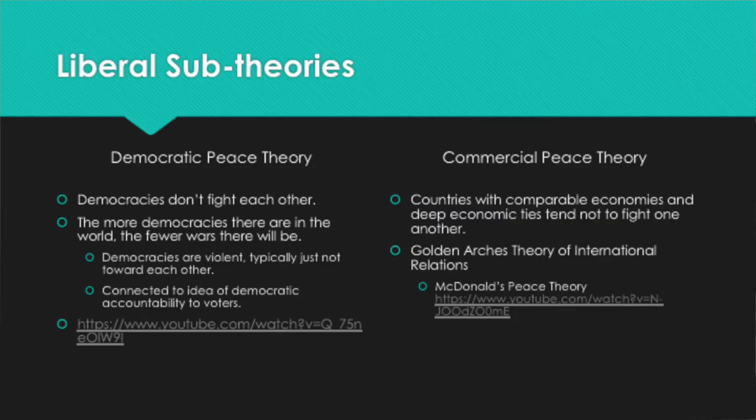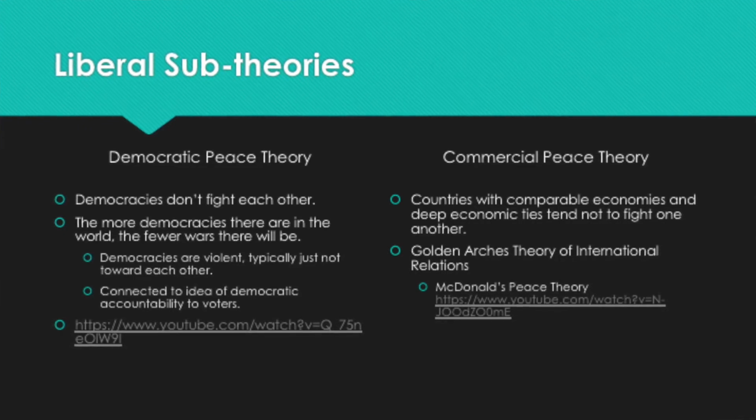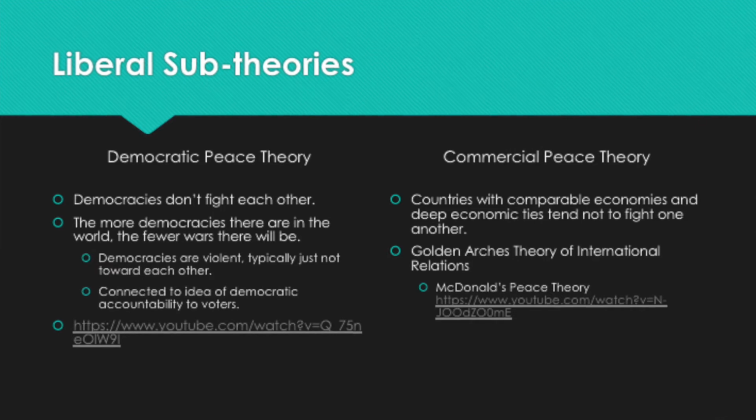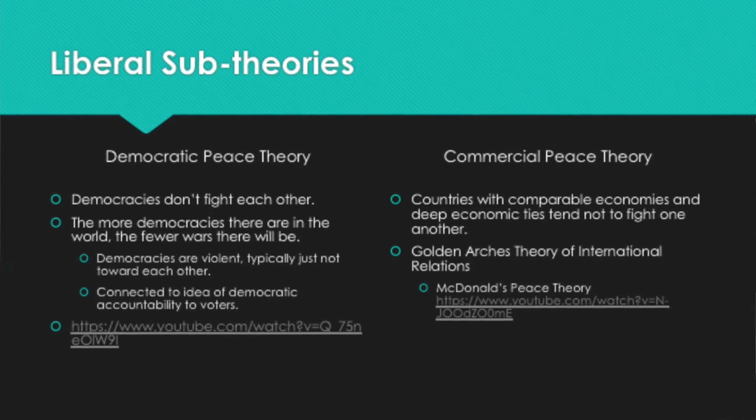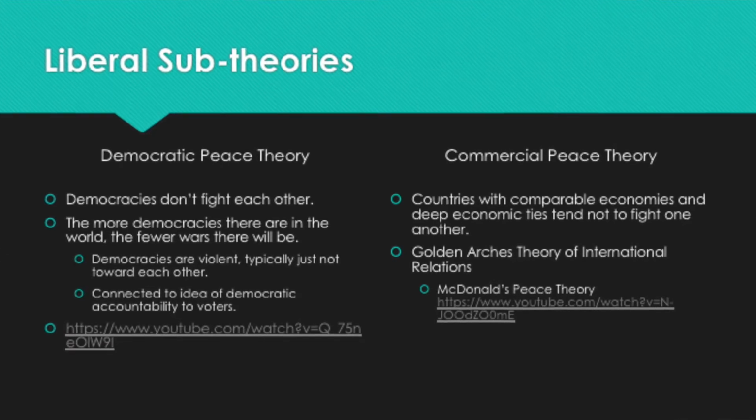This brings us to a set of liberal sub-theories that many of you have probably heard of, the democratic peace theory and commercial peace theory. Democratic peace theory is straightforward, that democracies don't fight one another. They're violent. They tend to go to war with non-democracies periodically, but they typically don't fight one another.